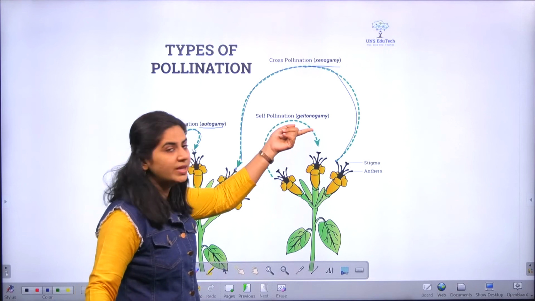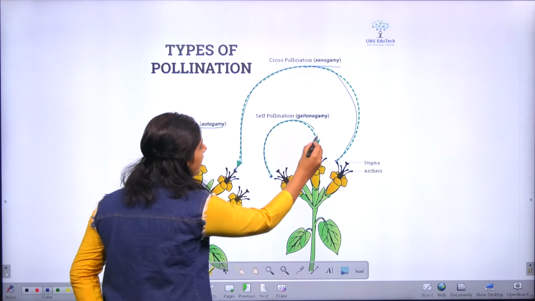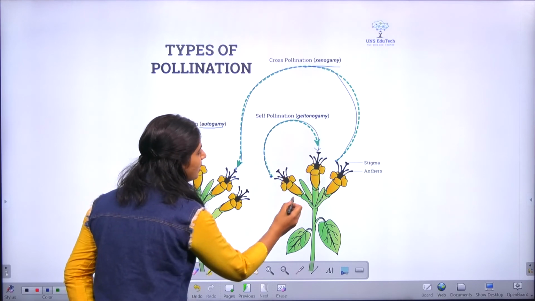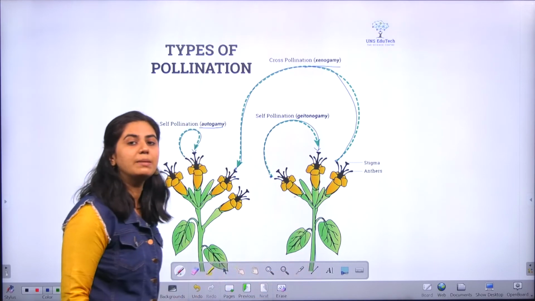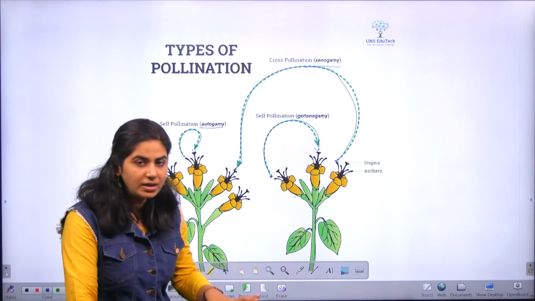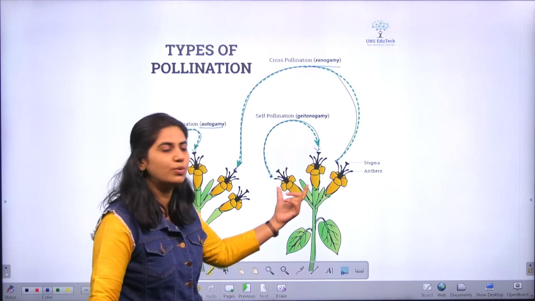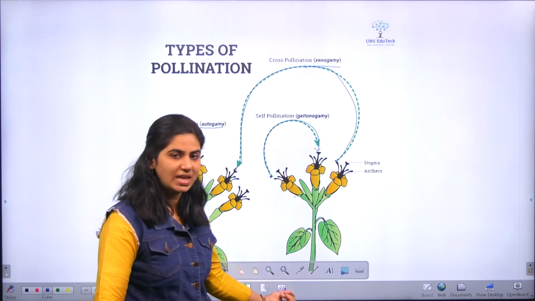But in case of Geitonogamy, you see, the anther from a flower goes to another flower, but both the flowers are on the same plant. So it may look like cross-pollination, but if we see the genetic variation, there will be no genetic variation because both the flowers are on the same plant.